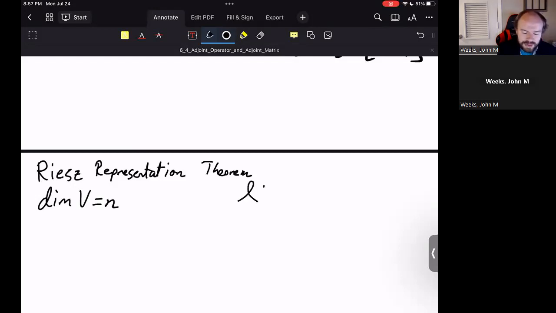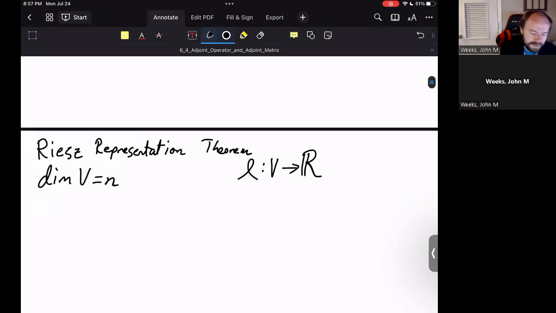Remember that a linear functional goes from a vector space into its field. In this case, we could say that that field is the real numbers, for example. We would call this a real functional, or it could go into the complex numbers as well. That would be for a complex functional. We'll stick with real functionals for now to keep our inner products nice and neat. But here's what we're going to say. The Riesz representation theorem says this.